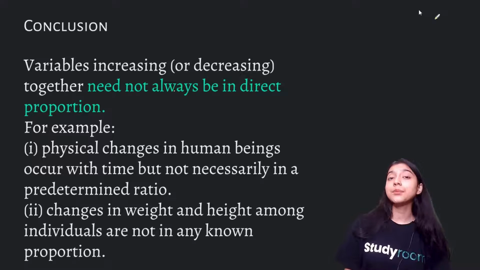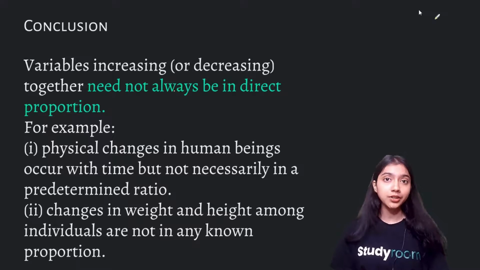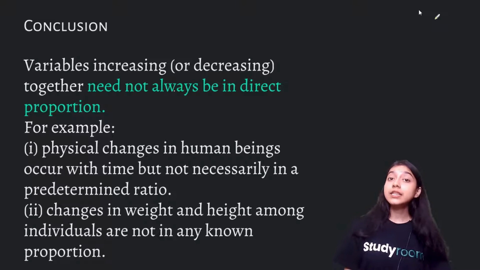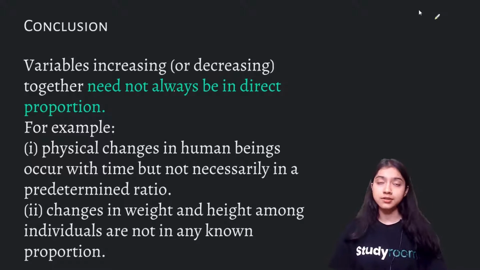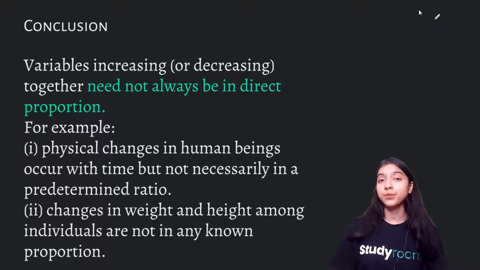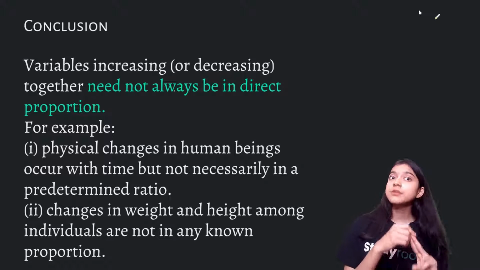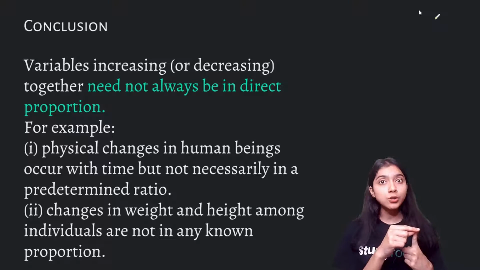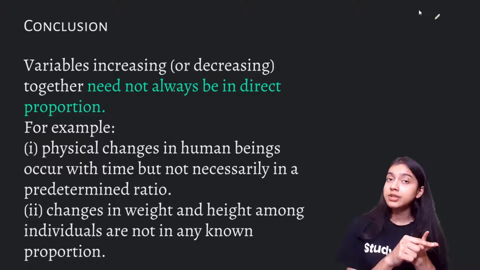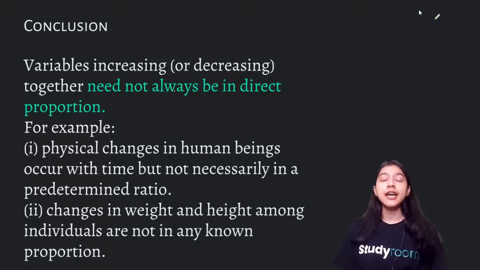But in the second example that we solved, we again had two variables. One was the age of mother, another the age of son. In this case, the ratio of these two variables was not constant. So over here we can see that it was not in direct proportion. Though both of the variables were increasing, age of child was also increasing, age of mother was also increasing, but they were not in direct proportion.